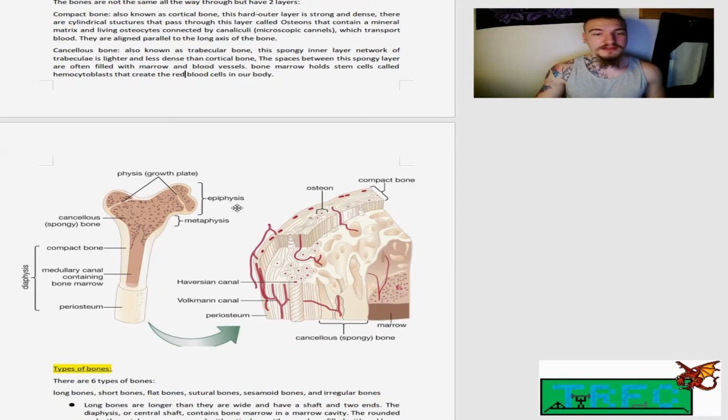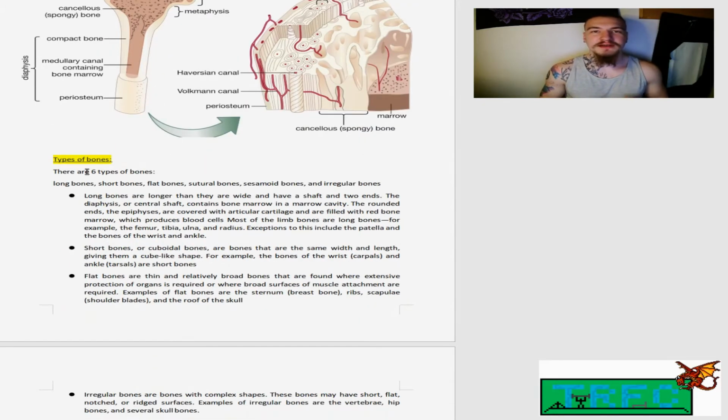So here you go, as you can see here, we've got the cancellous layer right here, which is the inner layer, the nice spongy layer. And then we've got the compact bone just here along the outside. And if you look here, we've also got the osteon. These are little circles here that carry blood all the way through the bone.